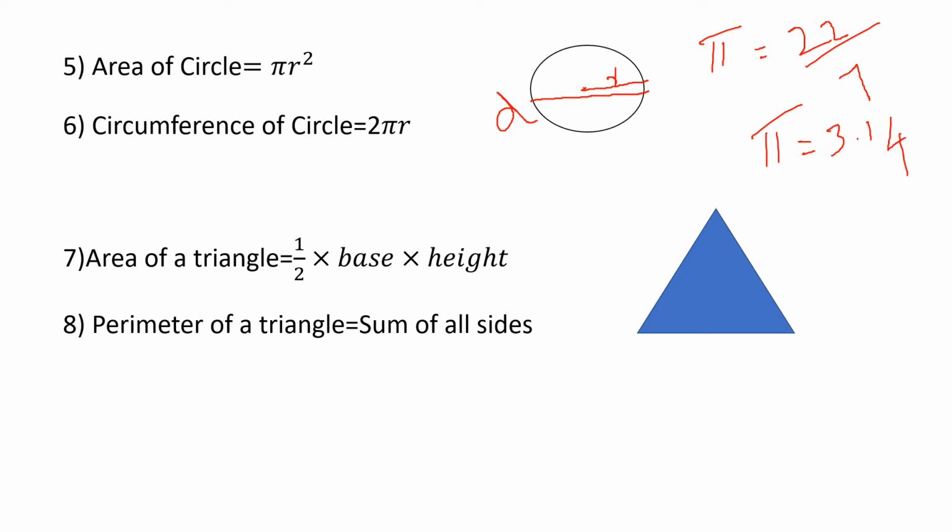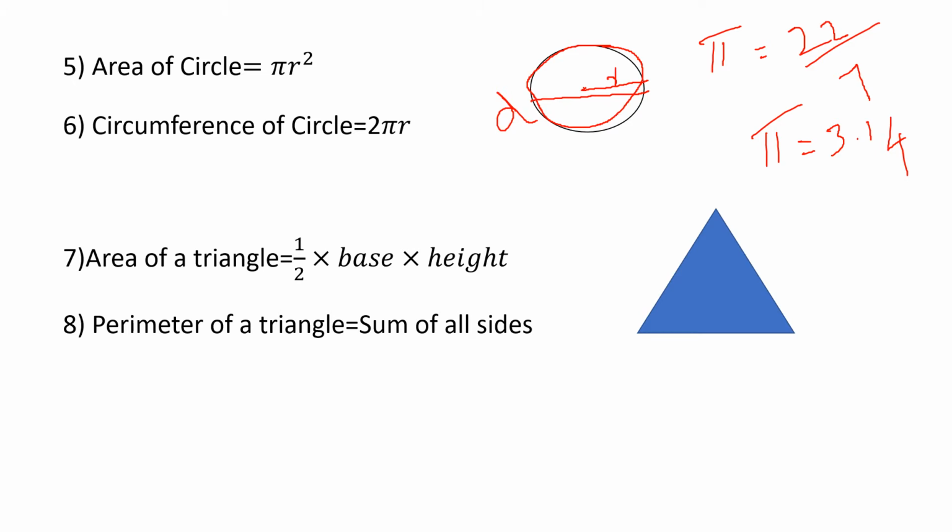Then the circumference of a circle is 2 pi r. So pi, what is the value? 3.14. Radius r. 2 pi r means 2 into pi into r. So what is the area of a circle? Pi r square. Circumference means this boundary is the circumference of a circle. Circumference of a circle is 2 pi r.